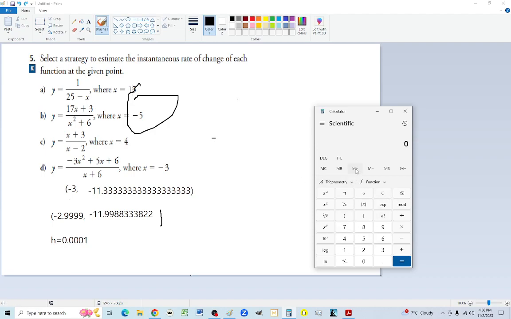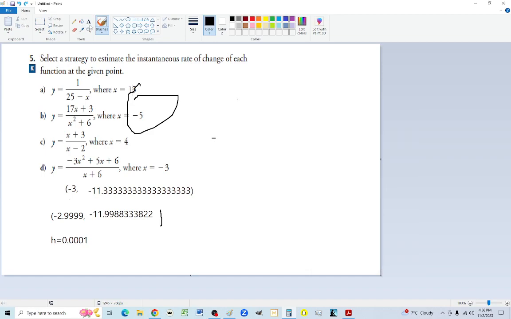So I've got to take 11.99988333822, make it negative, and subtract my y1, and minus 11.3 becomes this. It should be a very tiny number, and it's not really. Then I've got to divide it by my h. Okay, well, it popped up the same thing. It's saying that this is the slope and it's going downwards. So it's saying this is my rate of change.